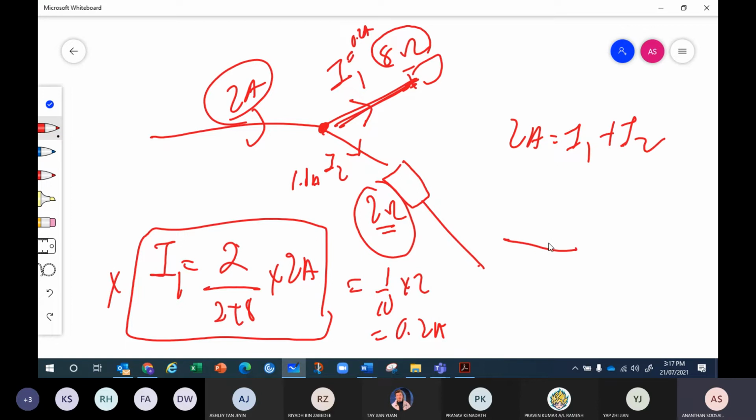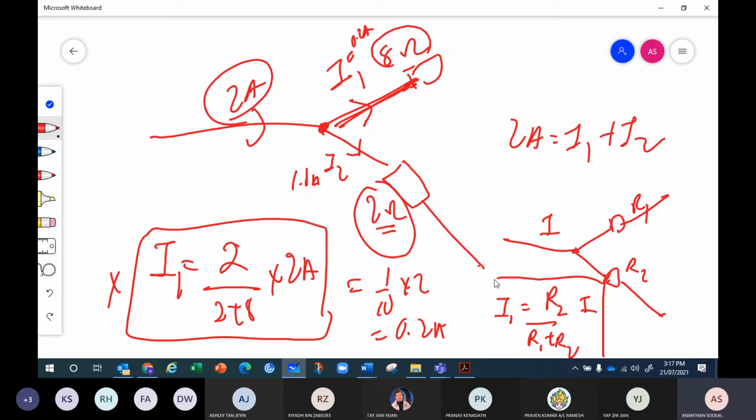If this is I, this is R1, and this is R2, and I'm asking what is the current flow at R1, in terms of symbols I write R2 over R1 plus R2, times I. This is a shortcut for you to remember. This only works for 2 branches.